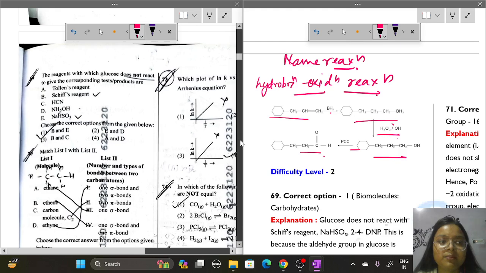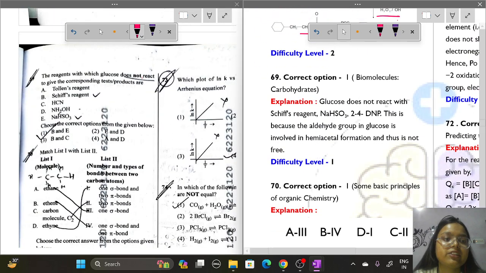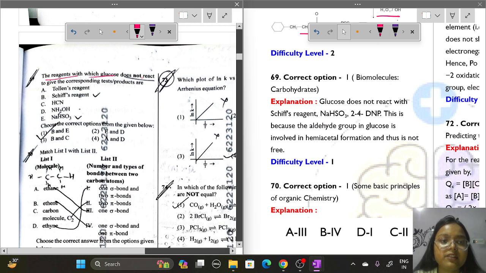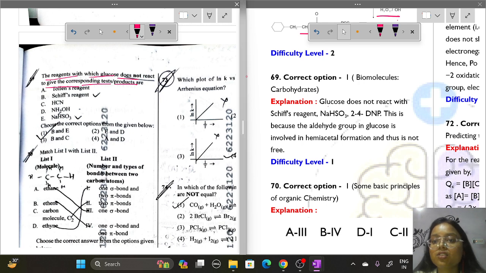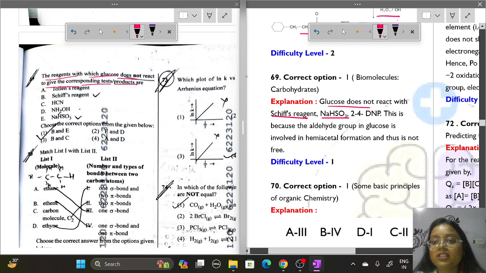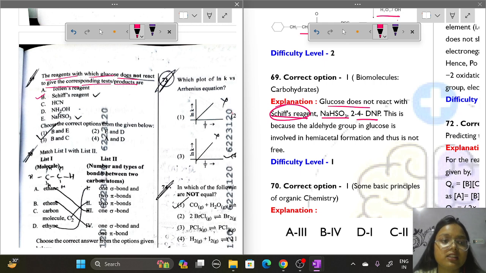Next is question number 69. The question asks for the reagents with which glucose does not react to give the corresponding test products. Glucose does not react with Schiff's reagent, NaHSO3 and 2,4-DNP. Schiff's reagent is given and NaHSO3 is given. So option B and E. Option number 1 is the correct option here.